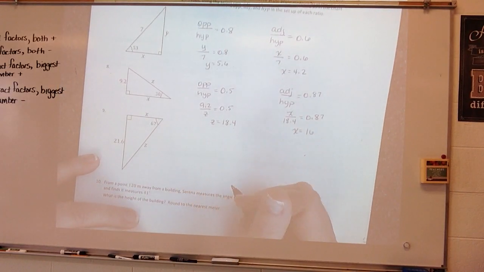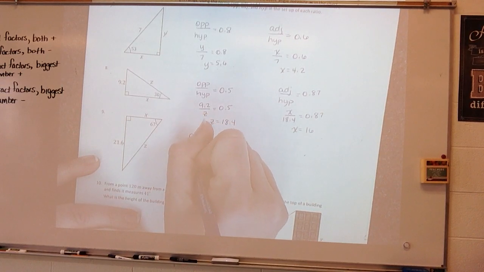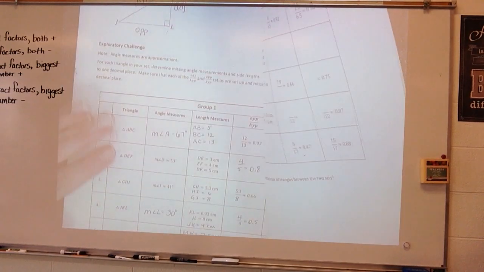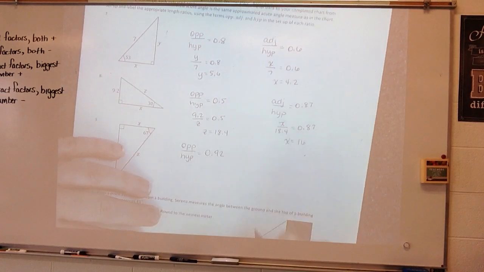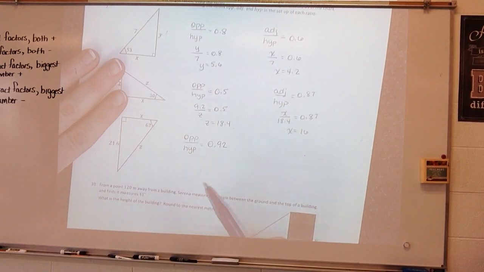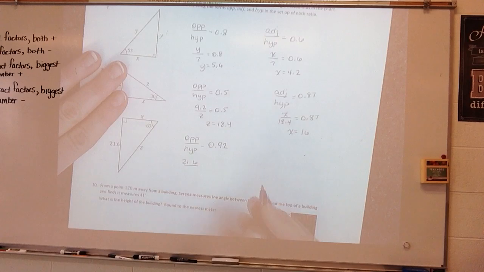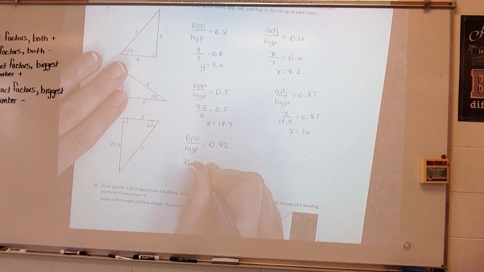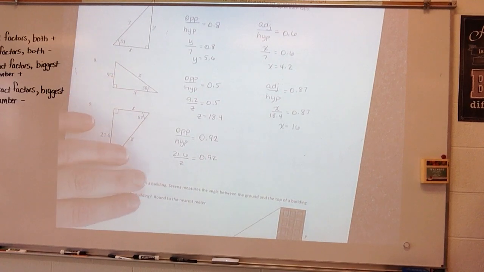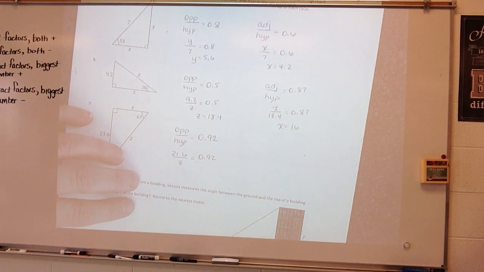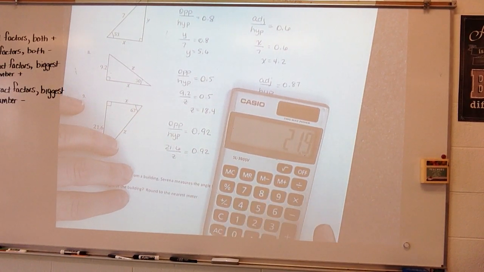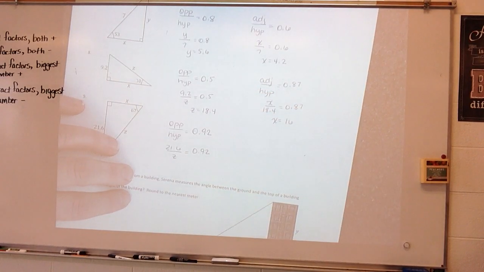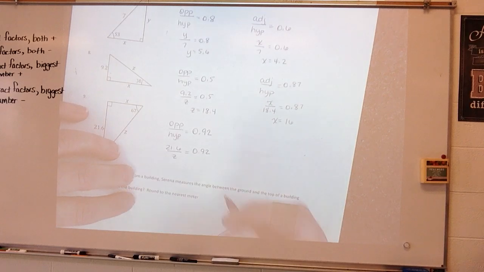Alright, and number 9, opposite over hypotenuse of a 67-degree angle was 92/100. So then let's look. My opposite is 21 6/10 over my hypotenuse, which is z, is equal to 92/100. Z times 92/100 equals 21.6, so I'm going to divide 21.6 by 92/100, and that gives me 23.48.